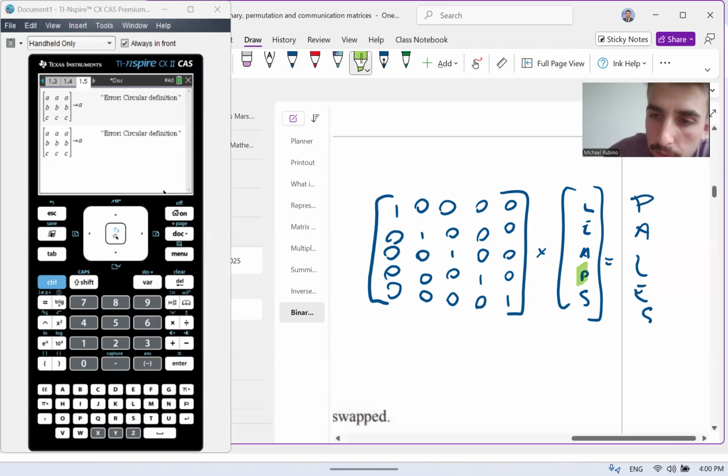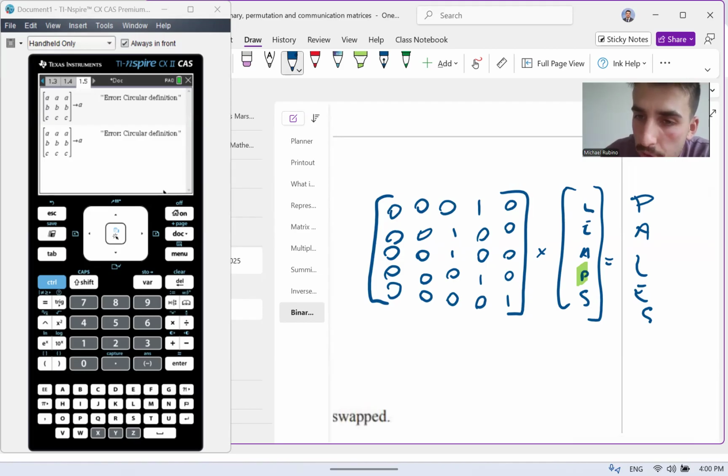Now, the P is in the 4th position. So what we would change our first row to is to have a 1 in the 4th position. We then want an A next. The A is in the third position. So we'd change our second row to have a 1 in the third position. We then want an L. L is in the first position. We would change our third row to have a 1 in the first position.